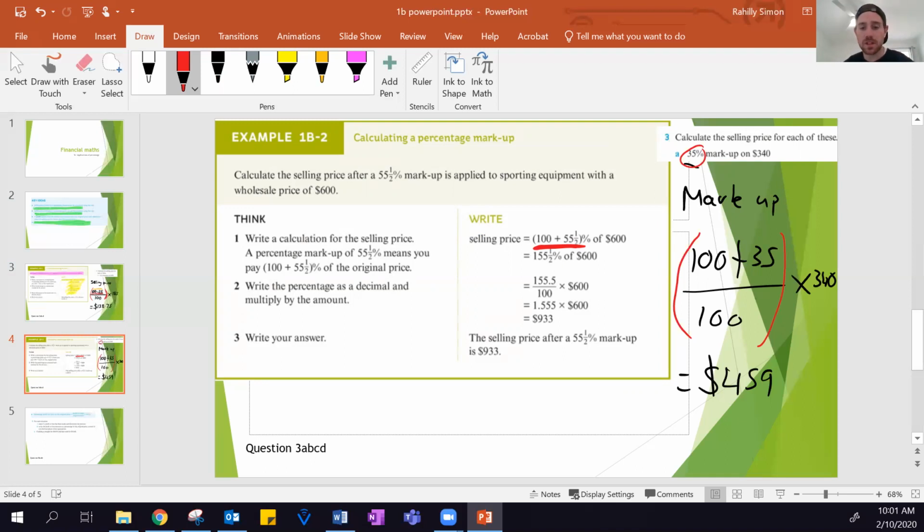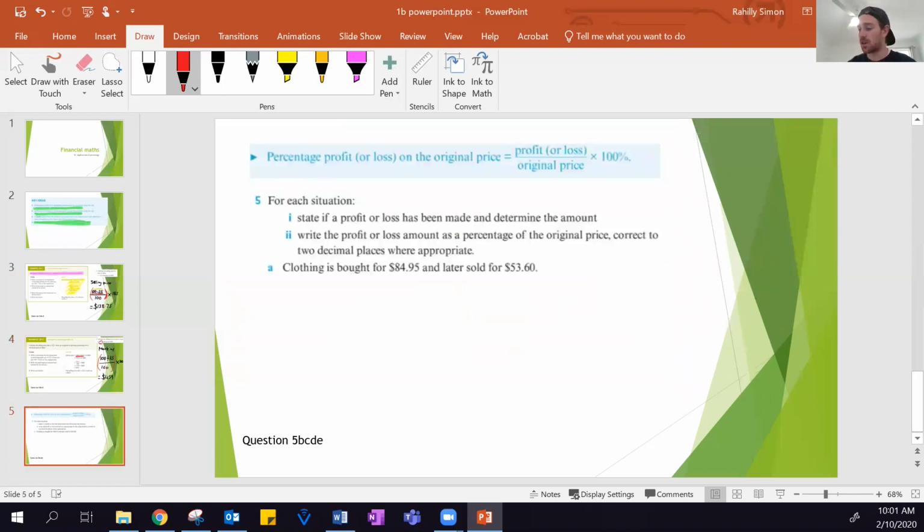Okay. One more example of the next thing we're going to be doing, and we're looking at the profit or loss percentage. Okay, so here is our question. To work out the percentage of profit or loss on the original price, you put it into this formula. Okay, so profit or loss divided by the original price times 100. And here's our question: state if a profit or loss has been made and determine the amount, and write the profit or loss amount as a percentage of the original price.